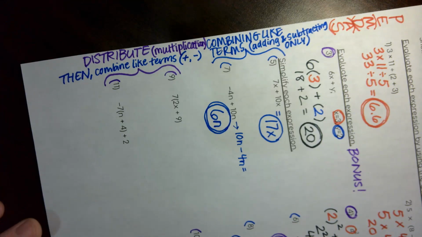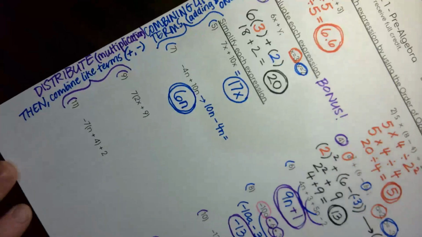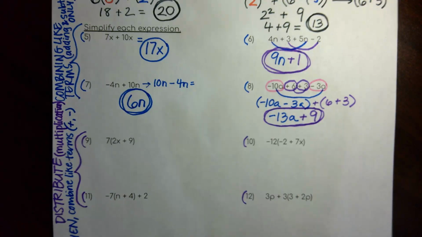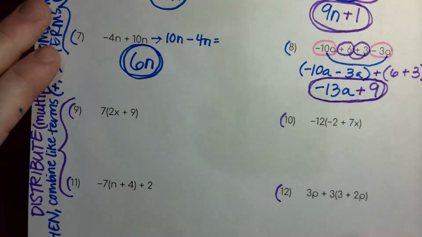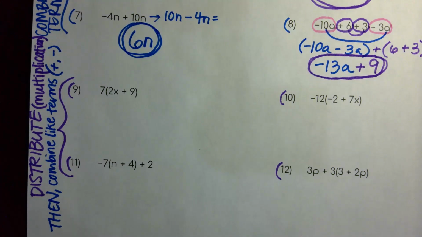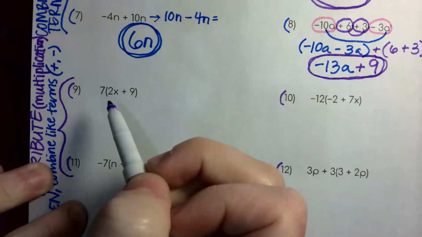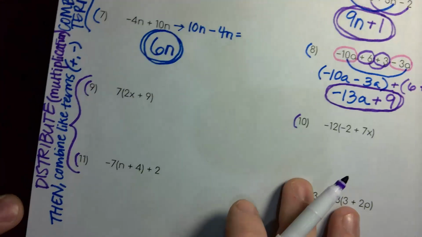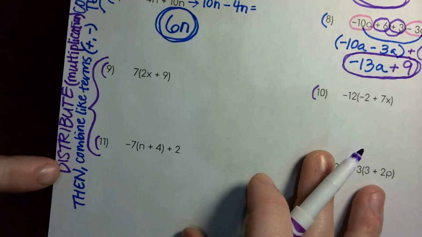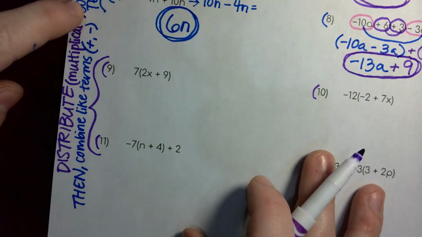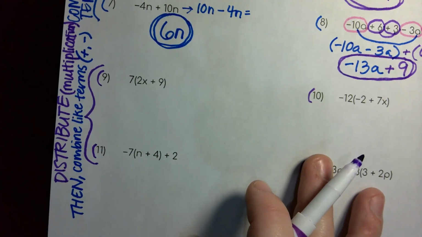Okay. All right, are we ready to check out number 9? All right, let's do it. Let me bring this a little lower. We have 7 times, in parentheses, 2x plus 9. What is our first step? Ooh, so remember what I just told you on the side here. We're going to be distributing first. We're going to be doing the 7 times 2.